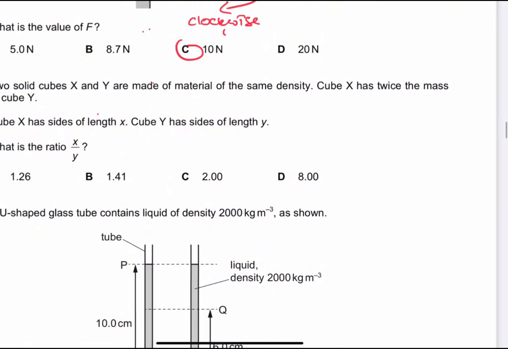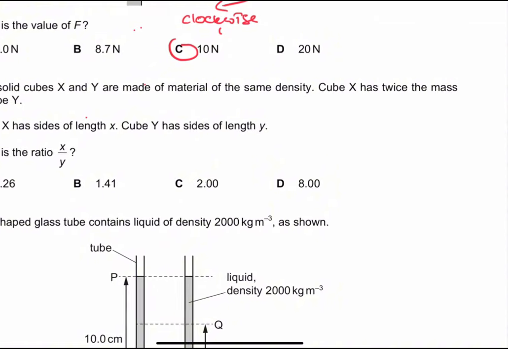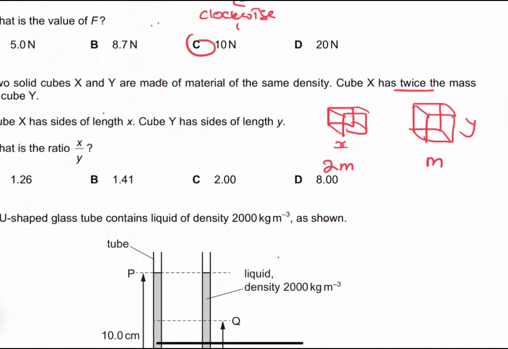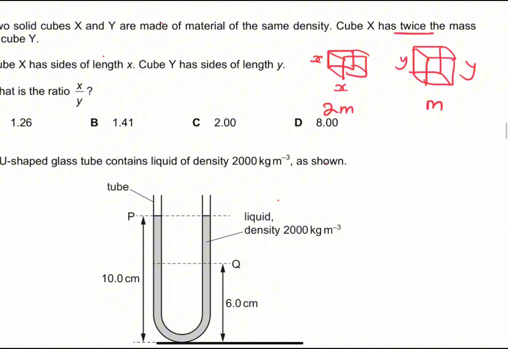We've been given two cubes, X and Y, that are made up of materials that have the same density. So let's draw our cubes here. We have cube X over here, and we also have cube Y over here. It's shown that cube X has twice the mass, so the mass of cube X is 2m, and the mass of cube Y is m. The sides of X are x, and the sides of Y are y. A cube has all sides equal. We've been told that the density is the same, and we're asked to find the ratio of x over y.